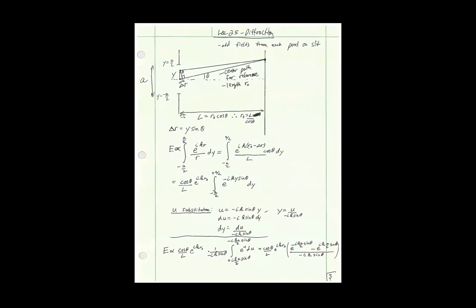Well, let's see. The distance from the aperture to the detector is L, and that's R0 cosine theta. So R0 is L over cosine theta. And if we invert it to get 1 over R0, we've got cosine theta over L. So this is the integral we have to do.